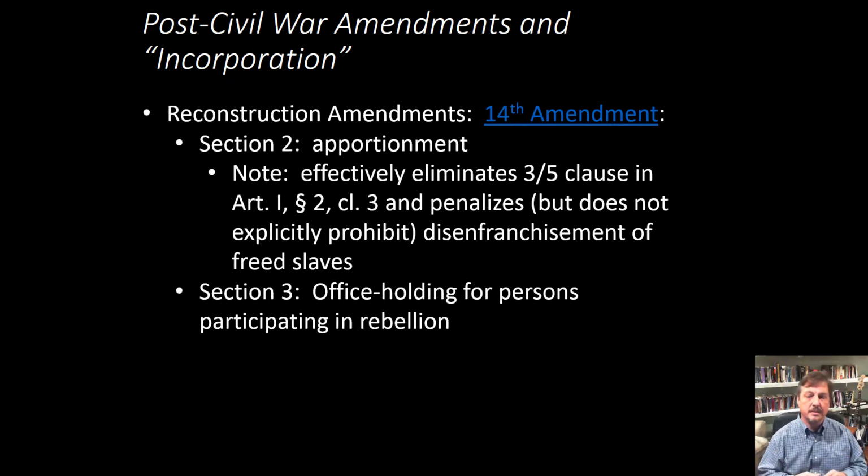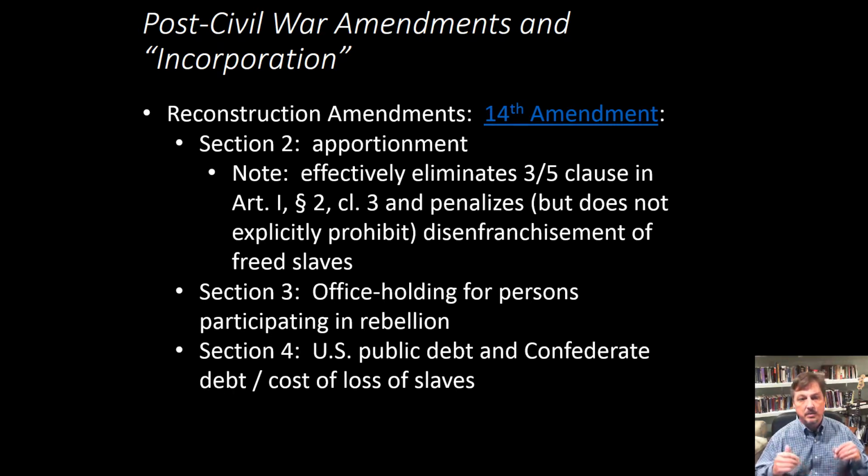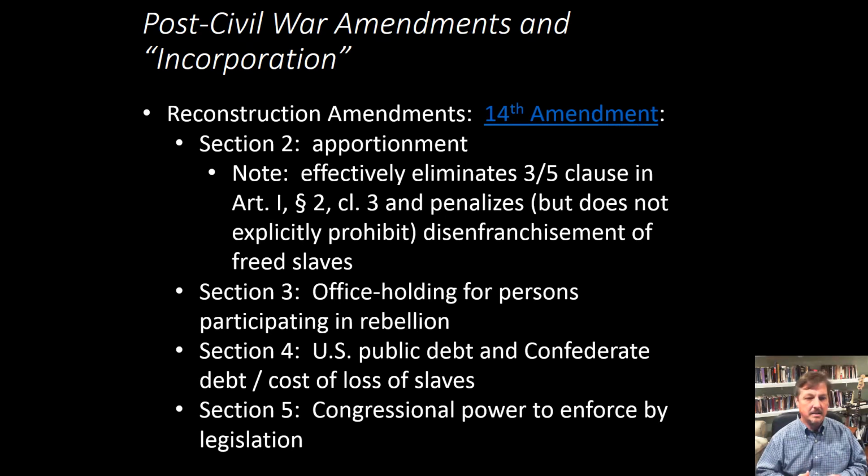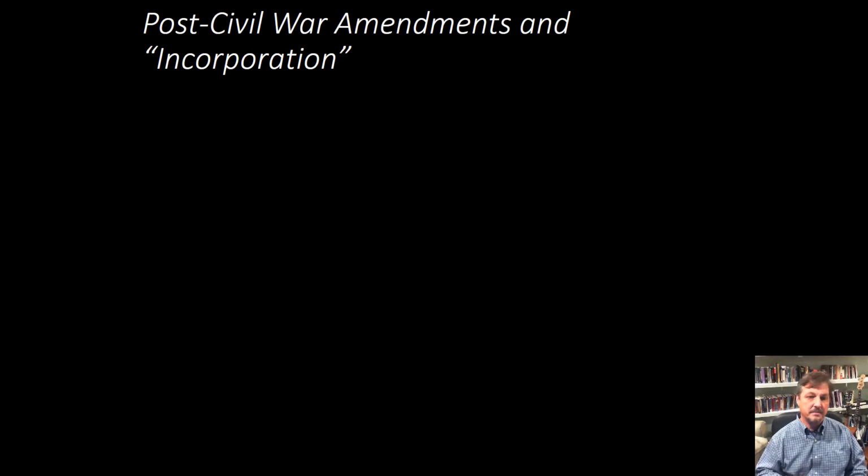So we also looked at other aspects of the 14th Amendment. Section 2, the apportionment provision, does away with the 3/5 clause in the original Constitution and penalizes but does not expressly prohibit disenfranchisement of freed slaves. Section 3 talks about office holding for persons who participated in the rebellion. Section 4 dealt with U.S. public debt and Confederate debt. Remember that it indicated that the Confederate debt would not be paid. And Section 5 is the enforcement power, which is something that we come to later in the semester.